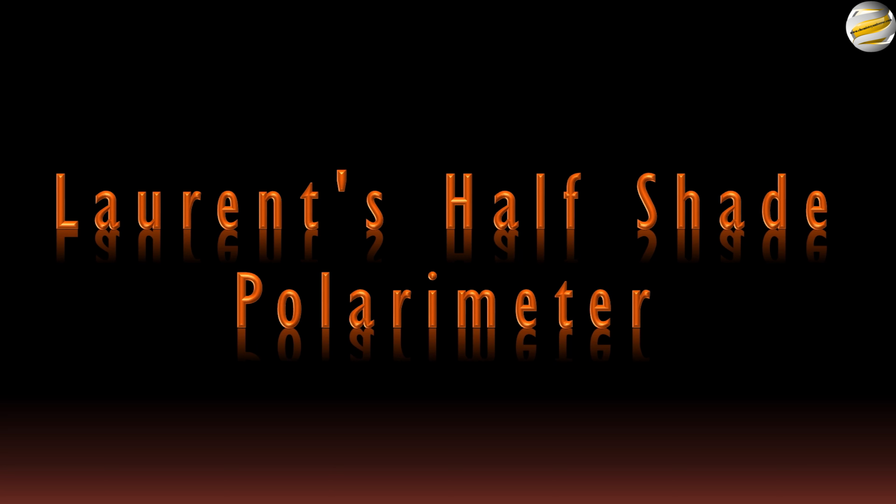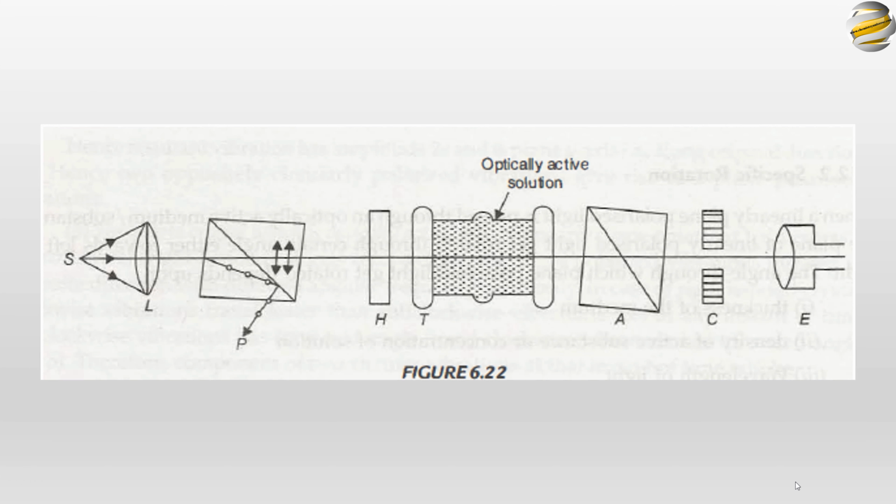One of the most accurate and commonly used polarimeters is the Lorentz Half-shade Polarimeter. It consists of a monochromatic source S, which is placed at the focal point of a convex lens L. Just after the convex lens, there is a Nicol prism P, which acts as a polarizer. H is a half-shade device which divides the field of polarized light emerging out of the Nicol P into two halves of perpendicular plane. T is a glass tube in which the optically active solution is filled.